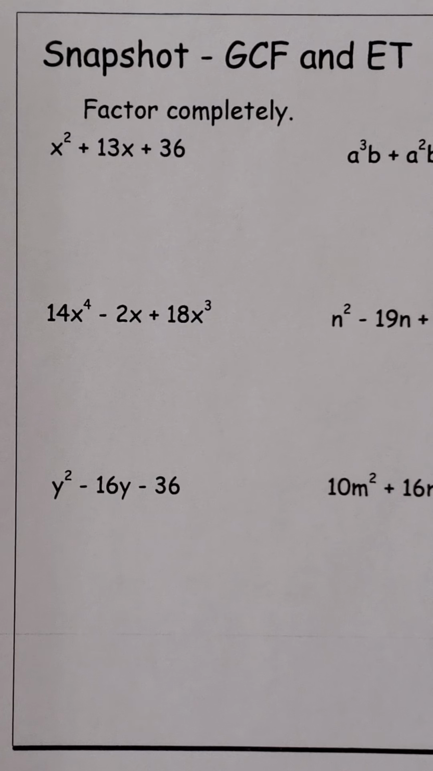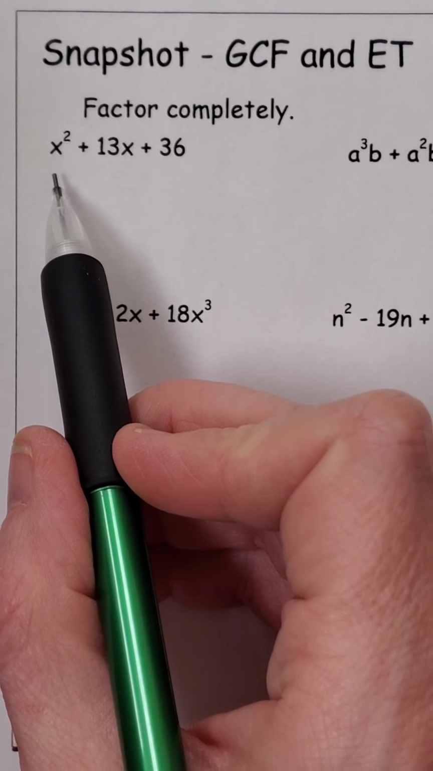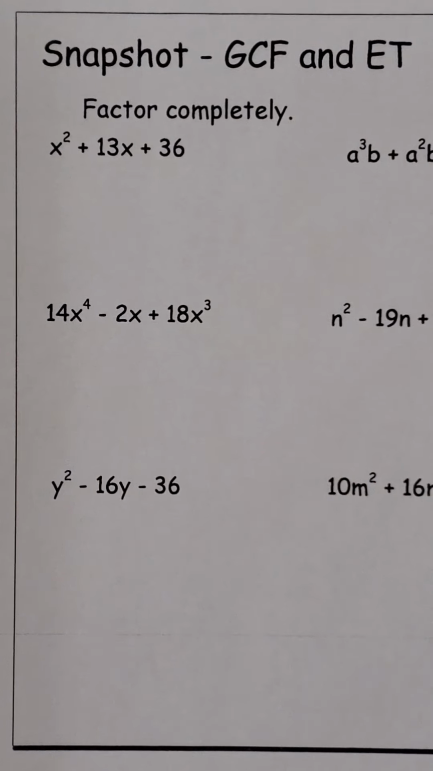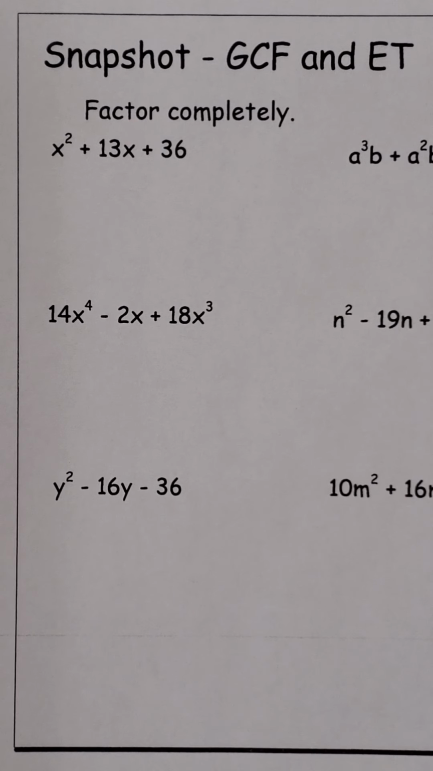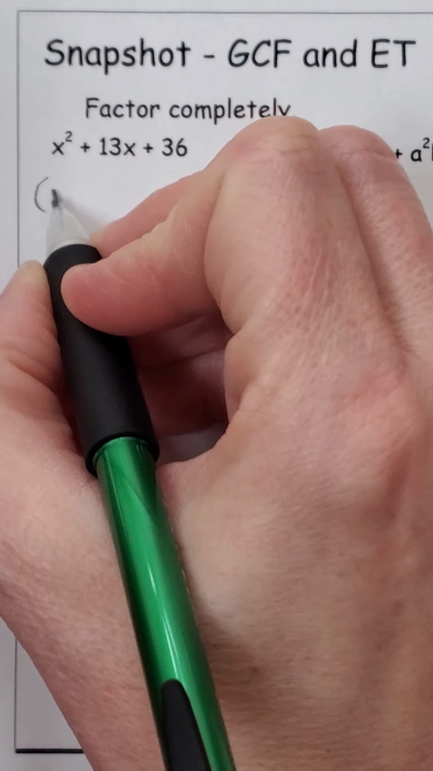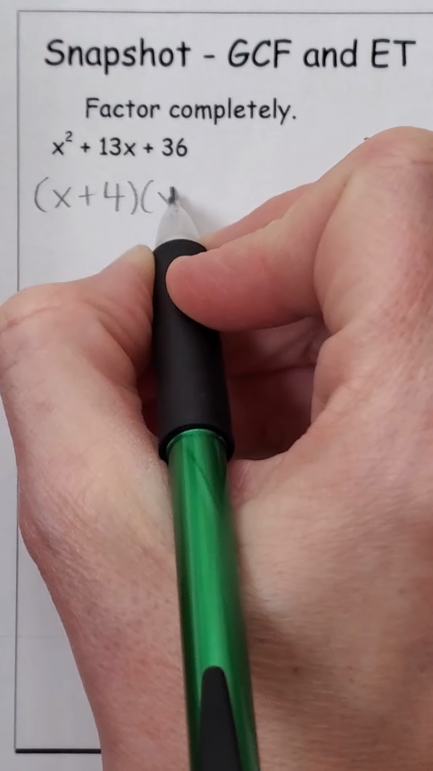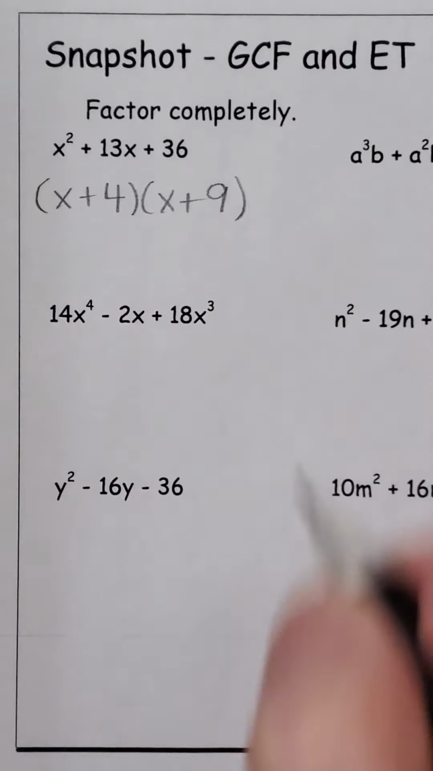Okay, so start with, when we factor, the first thing we always want to do is look to see if there's a GCF. So we'll start with this one. Nothing divides evenly into x squared, 13x, and 36. So the only other type we know is the ET, which means that we can find two factors of 36 that add up to 13, and we can. So x plus 4 and x plus 9.